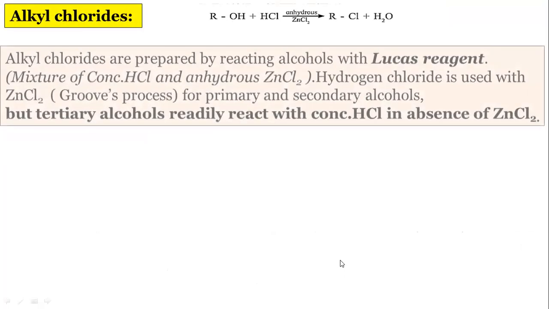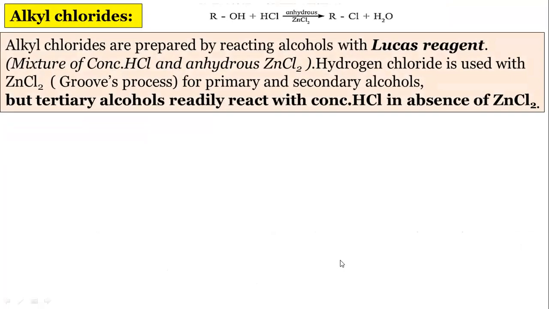So in detail we will discuss first chlorides and then bromides. First alkyl chlorides. So alkyl chlorides are prepared with the reaction of alcohol and HCl, hydrogen chloride. But with only hydrogen chloride the reaction does not take place, because for the primary and secondary alcohols we have to use this catalyst, that is ZnCl2. This catalyst we have to use.